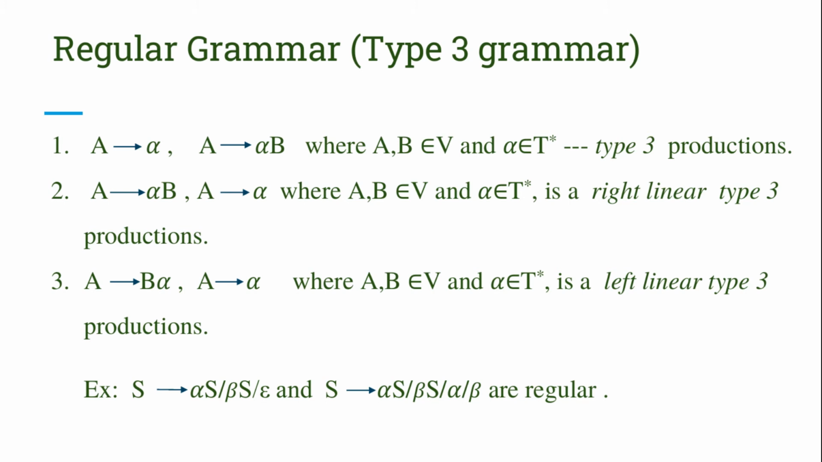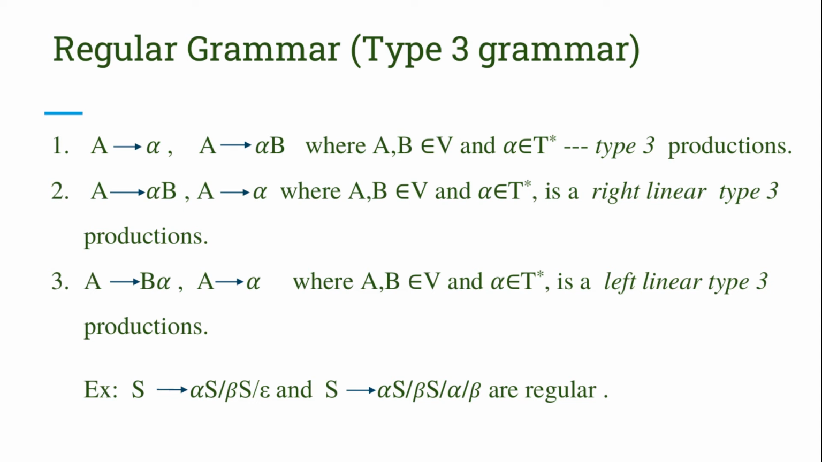Regular grammar or type 3 grammar. A production of the form A to alpha or A to alpha B, where A, B are variables and alpha a terminal symbol, is called a type 3 production. In the production A to alpha B, the variable B is on the right side of the terminal symbol alpha. Hence, it is called a right linear or type 3 regular grammar.